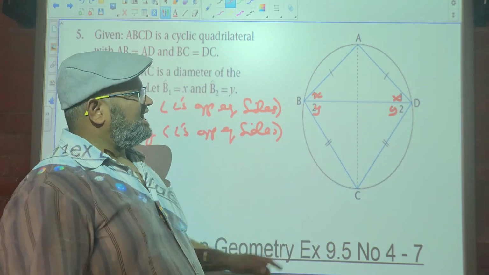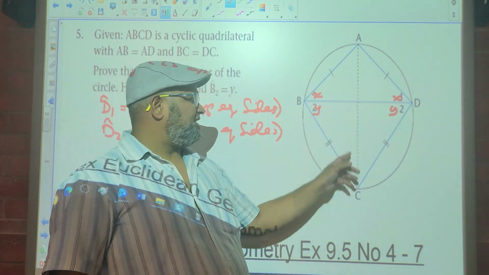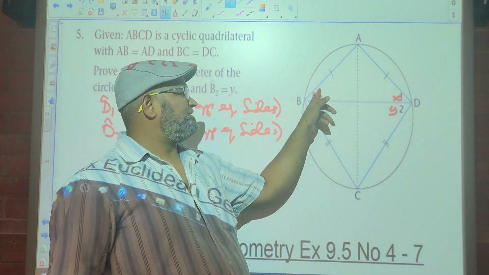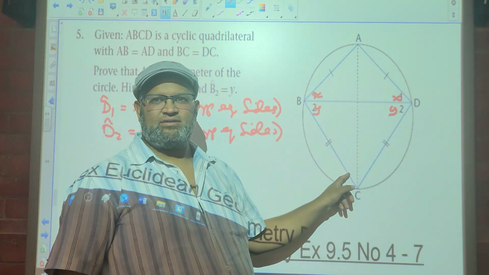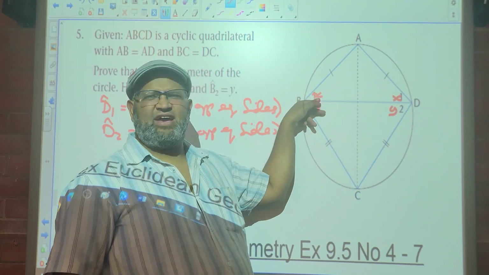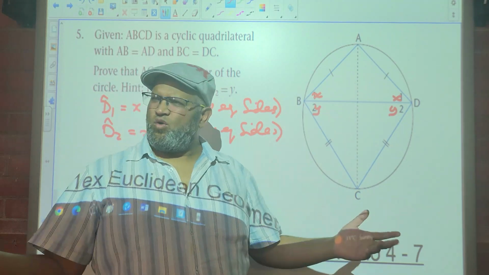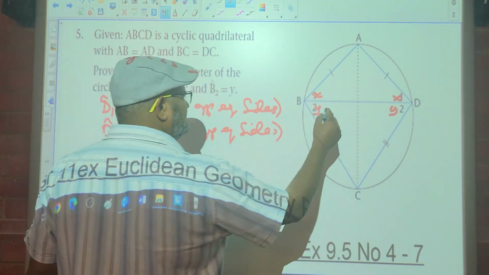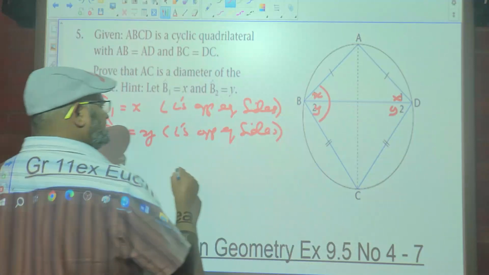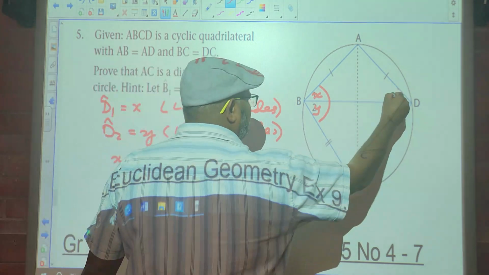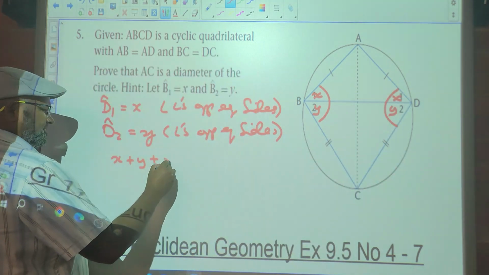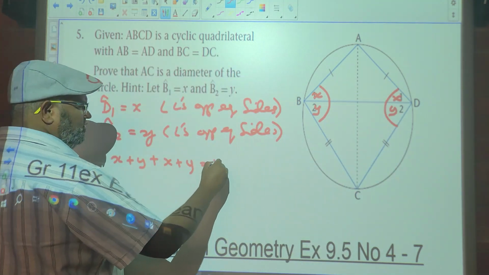So, what I can do is I can say, okay, this is x and that is y. Then I can say x plus y plus x plus y equals 180. Can you see that? Then I can work out what is the value of x and y. Or, I can say, hang on, x plus y plus x plus y is equal to 2x plus 2y.